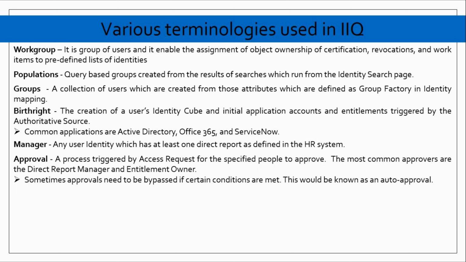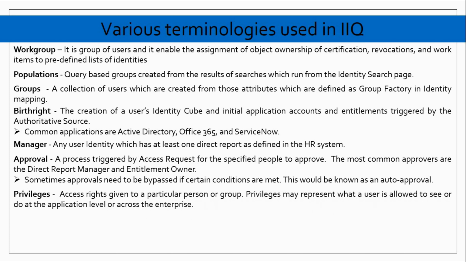Approval. A process triggered by an access request for the specified people to approve. The most common approvers are the direct report manager and entitlement owner. Sometimes approval needs to be bypassed if certain conditions are met. This would be known as auto approval.